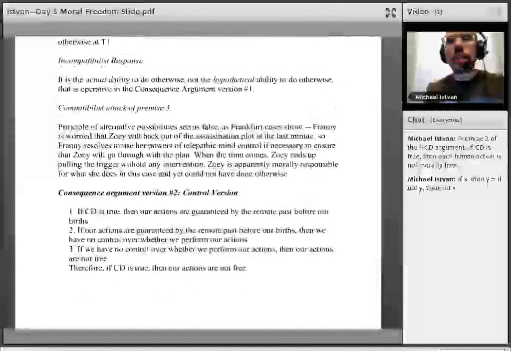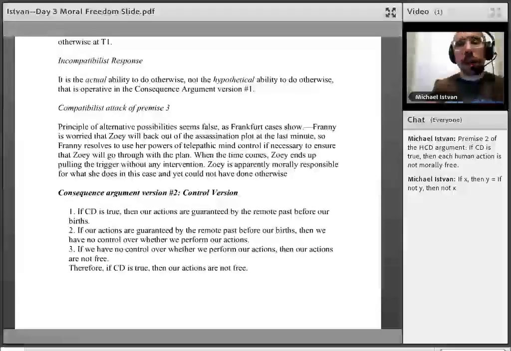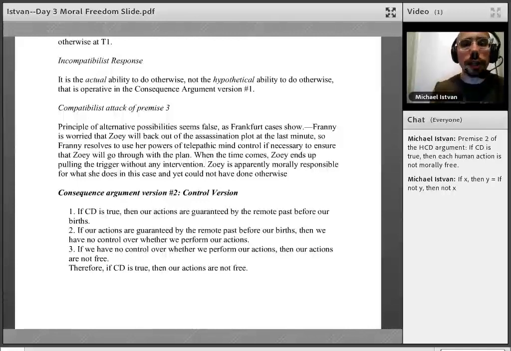So a compatibilist might also attack premise 3. Remember, premise 3 is just the contrapositive form of the principle of alternative possibilities, which says freedom, in effect, requires there being alternative possibilities, such that if you don't have any alternative possibilities at the time of acting, you didn't act freely. You can't act freely.